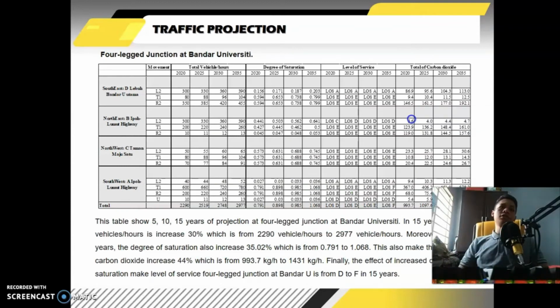Next we go to traffic projection. This table shows 5, 10, and 15 years of projection at the four-legged junction at Bandar University. In 15 years, total vehicles per hour increase 30%, from 2,290 vehicles per hour to 2,977 vehicles per hour. Moreover, in 15 years, the degree of saturation also increases 35.02%, from 0.791 to 1.068. This also makes the total carbon dioxide increase 44%, from 993.7 kg per hour to 1,431 kg per hour. Finally, the effect of increased degree of saturation makes the level of service of the four-legged junction at Bandar U go from D to F in 15 years.